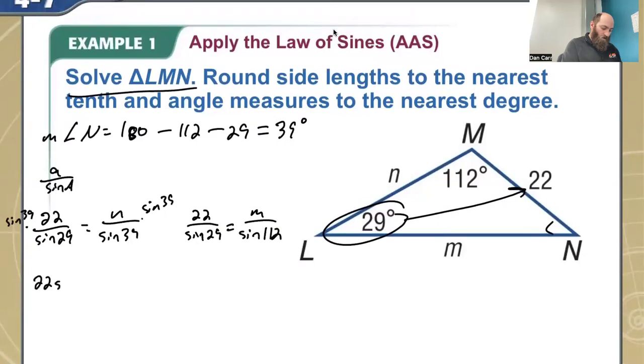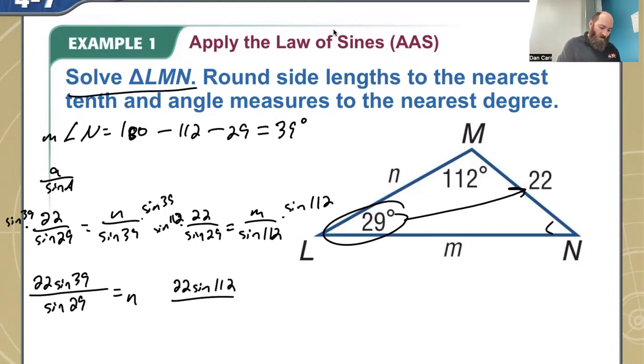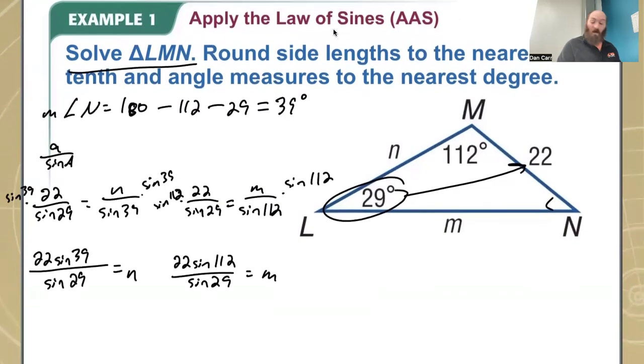So I get 22 times the sine of 39 divided by the sine of 29 is going to give me n. Same thing here. I'm going to multiply both sides by the sine of 112. Running out of space here. Okay, so I'm going to have 22 times the sine of 112 divided by the sine of 29, and that will equal m here.